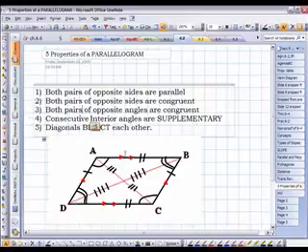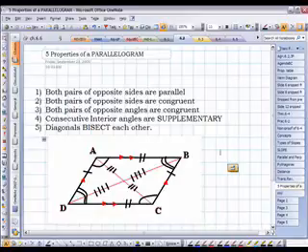And the diagonals bisect each other. And so because the diagonals bisect each other, we know that this half diagonal is the same as this half diagonal, and this half diagonal is the same as this half diagonal. And so using all of these properties, we can come up with quite a bit. So we're just going to go through and do a lot of sample problems with that.